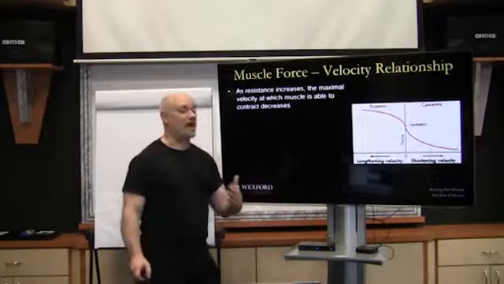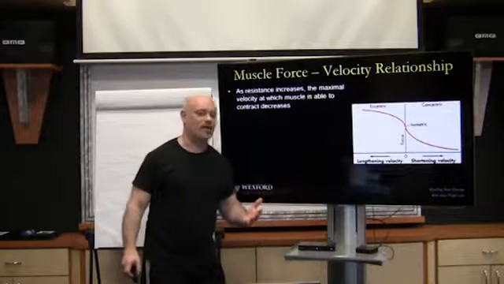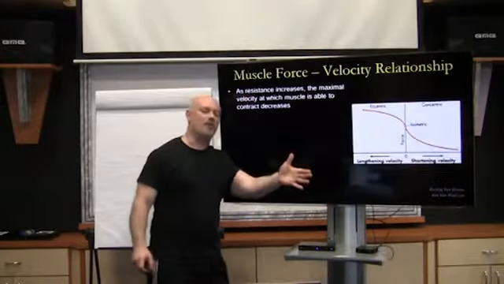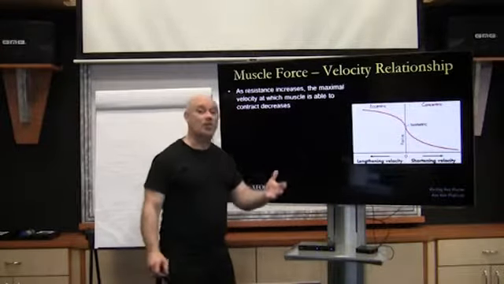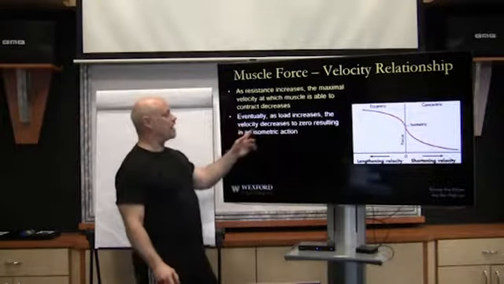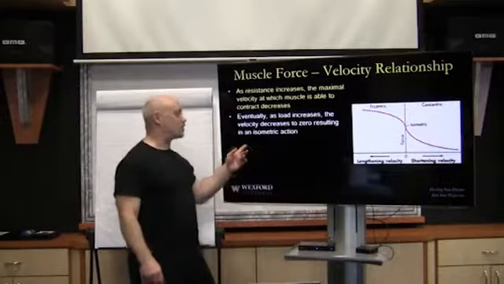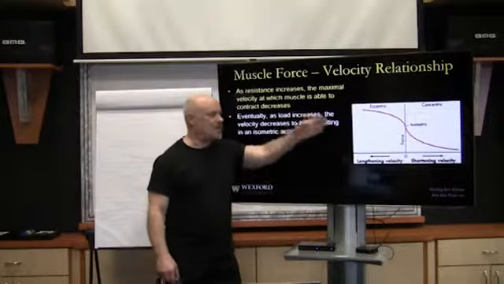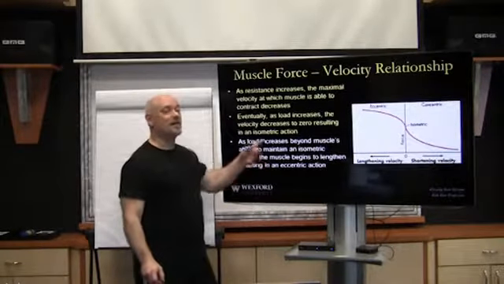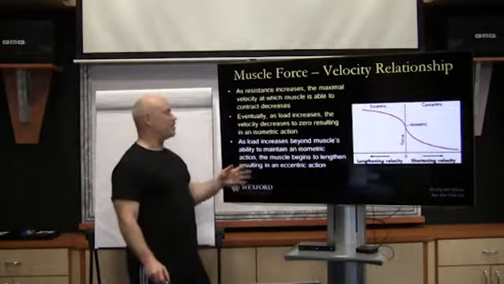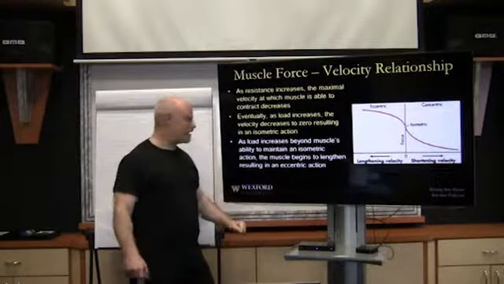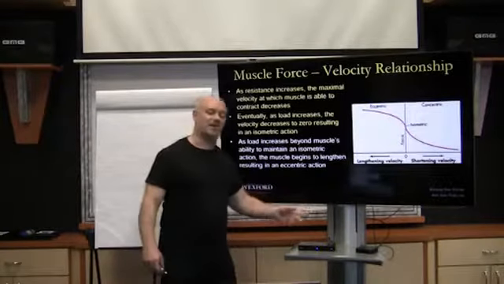Now, that doesn't mean if you've got a heavy weight, you're not trying to move it as fast as possible. There's explosion in the muscle contraction, but not in the movement of the weight, depending on the load that it is. And eventually, as the load increases, the velocity decreases to zero, resulting in an isometric action, which is the middle. As the load increases beyond a muscle's ability to maintain an isometric action, the muscle begins to lengthen, resulting in an eccentric action.